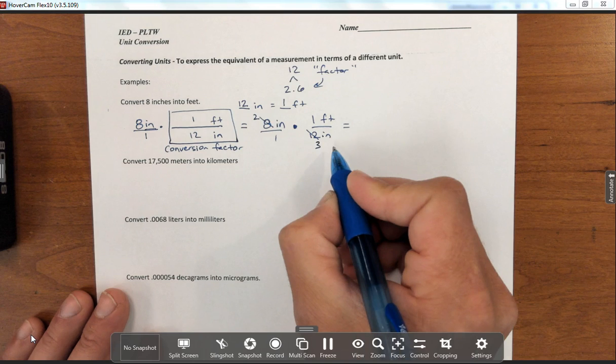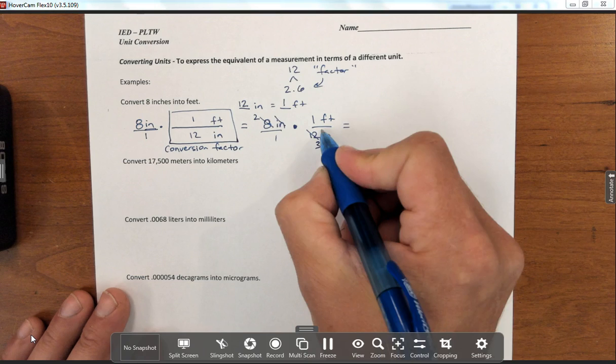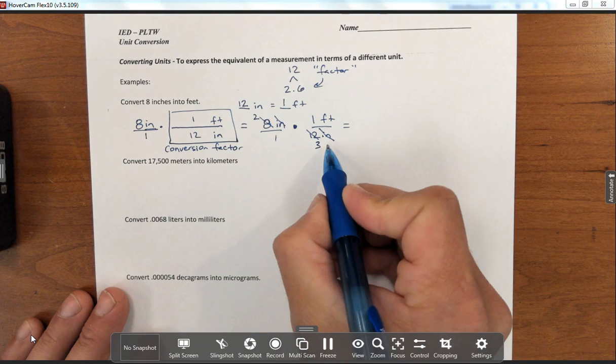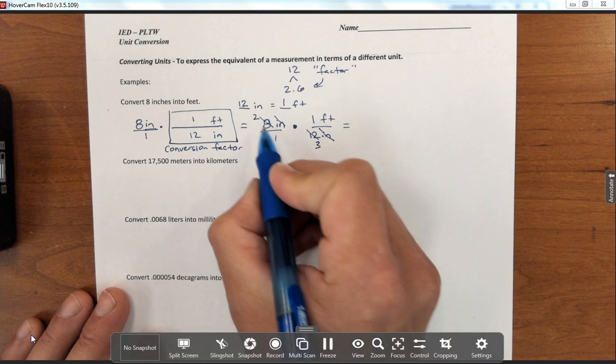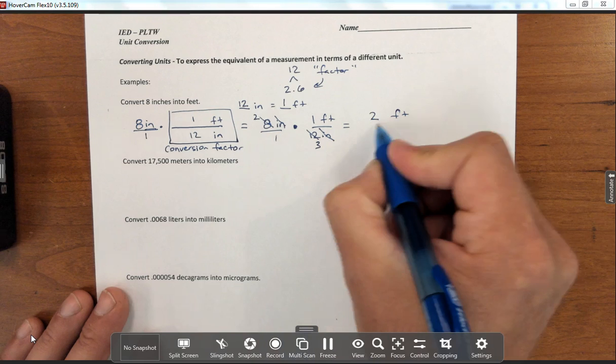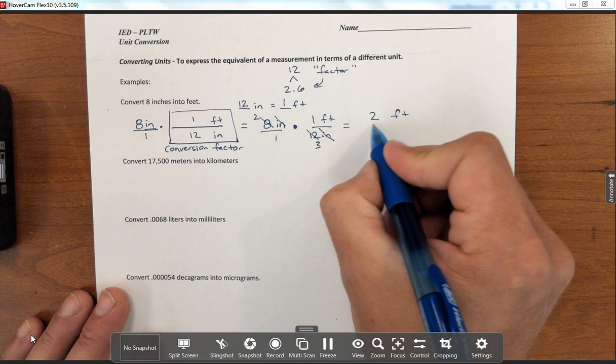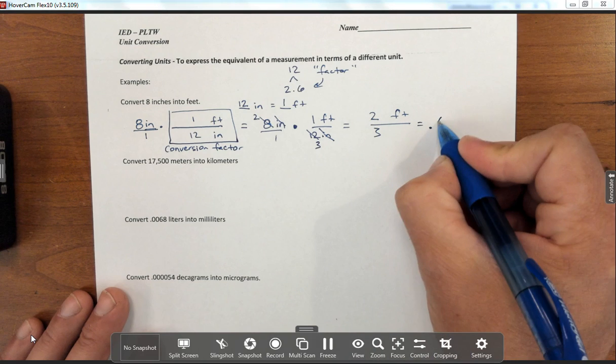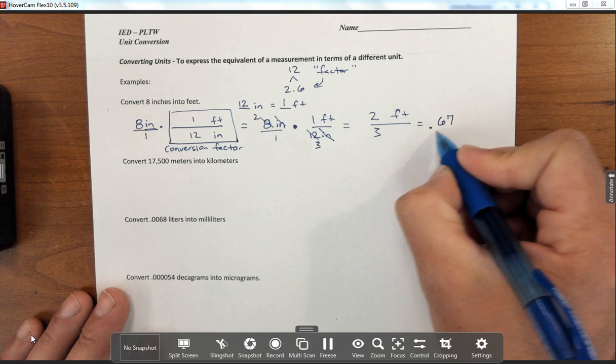Similarly, the units can reduce away. And that's how we're going from inches to feet. So the inches diagonal from each other, one on top, one on bottom, can cancel each other out. And so I'm left with 2 times 1 foot. So that's 2 feet. And on the bottom, I'm left with 1 times 3, which is 3. So in the end, I have 2/3 of a foot. As a decimal, I'll round that to 2 decimal places. 2/3 is 0.6 repeating, which to 2 decimal places would be 0.67 feet.